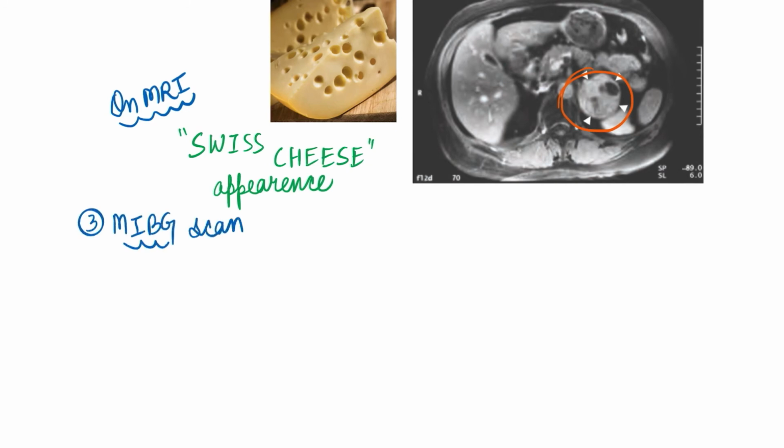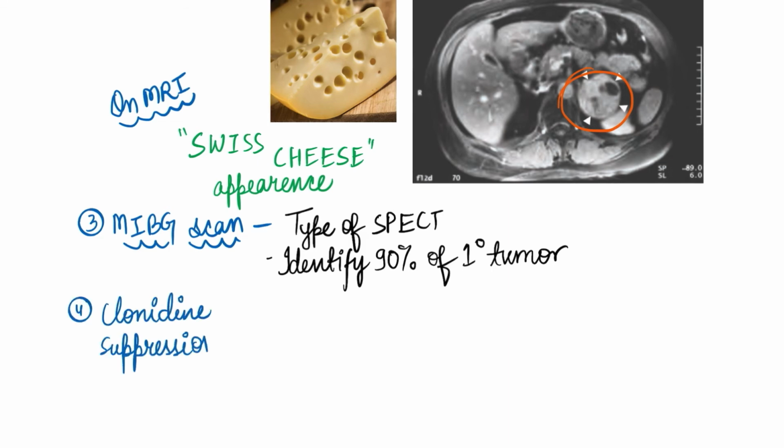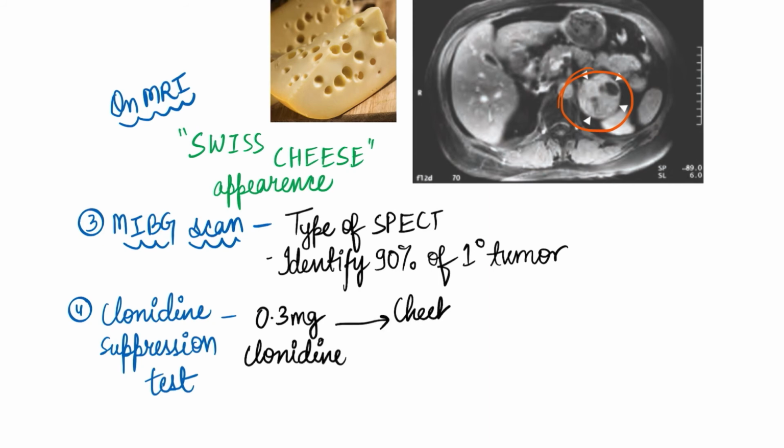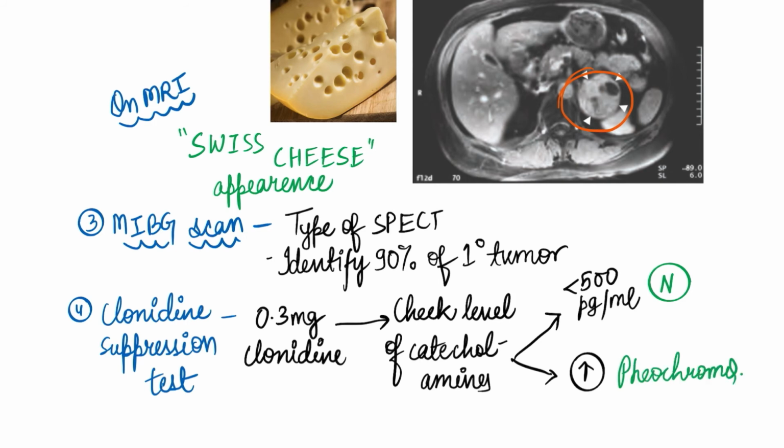The third investigation is going to be a MIBG scan, which is a type of SPECT, that is single photon emission CT, which can identify 90% of primary tumors. The last test is going to be clonidine suppression test, in which we give 0.3 mg of clonidine to the patient and check the levels of catecholamines at 1, 2 and 3 hours respectively. If the levels are less than 500, it is a normal patient, and if the levels are increased, it is a pheochromocytoma patient. Now let's manage the patient.